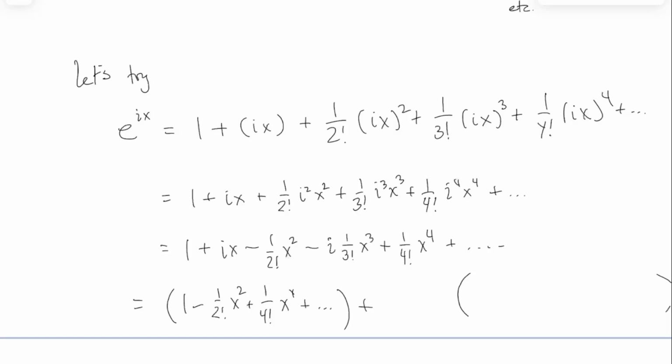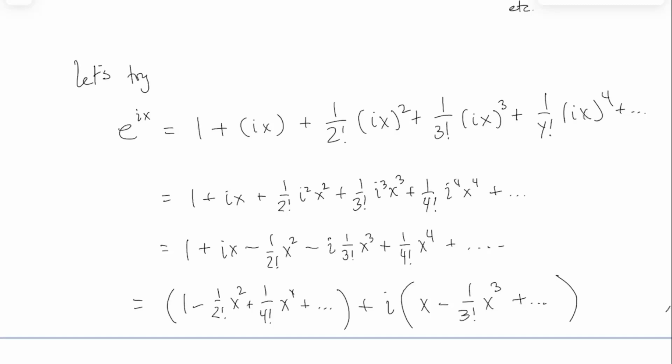And then I'll say plus, and for the imaginary ones, I'm going to factor out the i. And then write what you get left over when the i gets factored out. The original first imaginary one was ix. I factor out the i, we get x. And the next imaginary is this one, negative i 1 over 3 factorial x cubed. So this is minus 1 over 3 factorial x cubed. All right, etc.